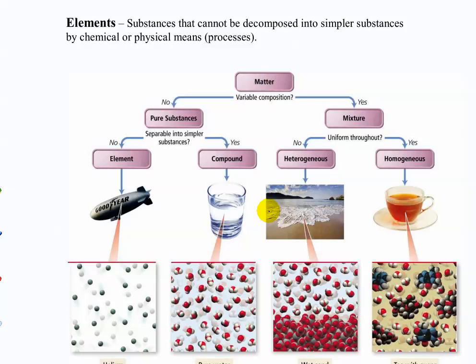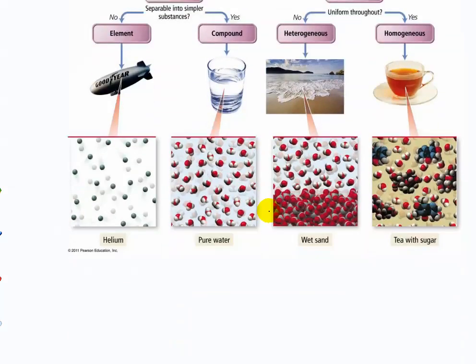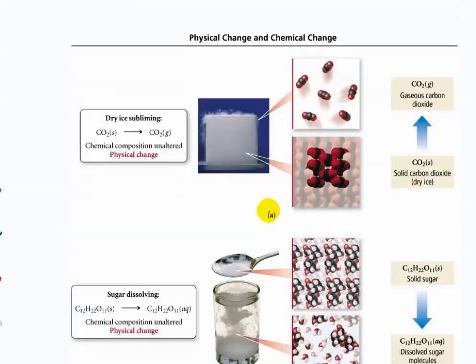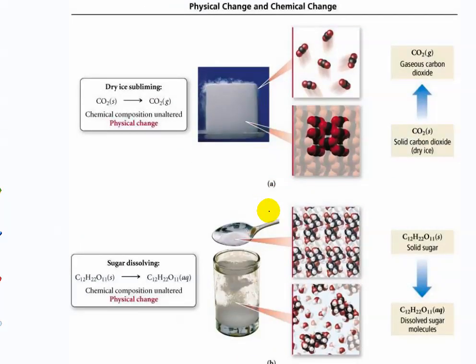Compare that to their example here, wet sand. Wet sand is a mixture of various rocks and whatever makes up the sand, and then of course water. You can separate that by simply letting it dry out. And it's certainly not uniform throughout, so that would be a heterogeneous mixture. Do you have an idea of these terms now? You think you can label things as homogeneous or heterogeneous? Okay, great. Now let's look at the difference between a physical and a chemical change.